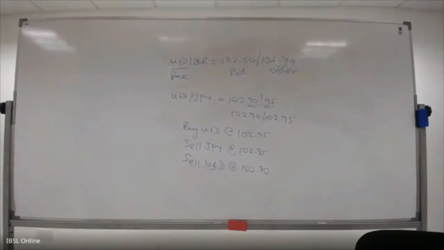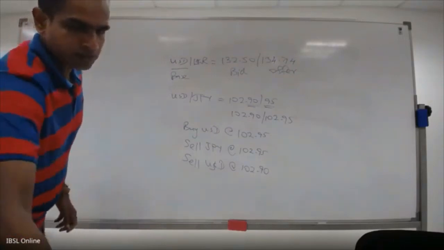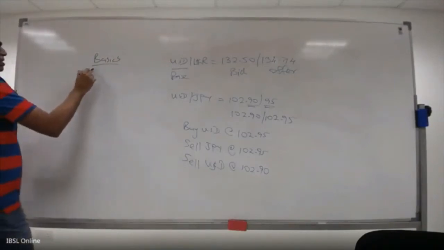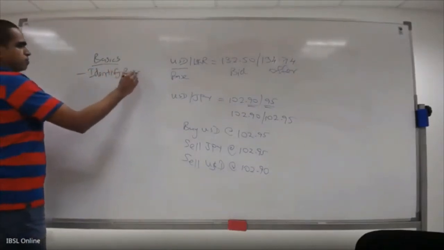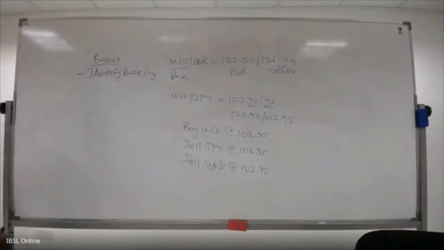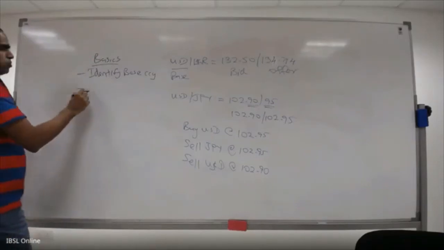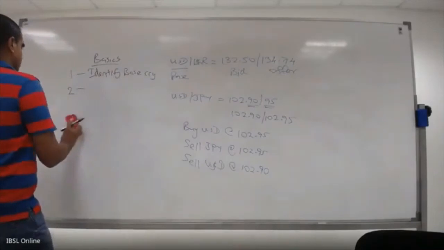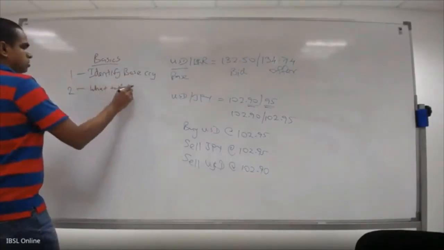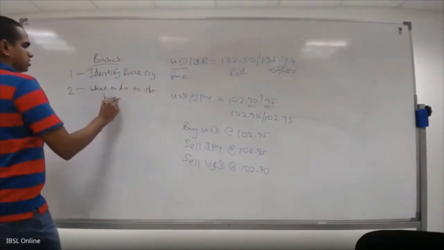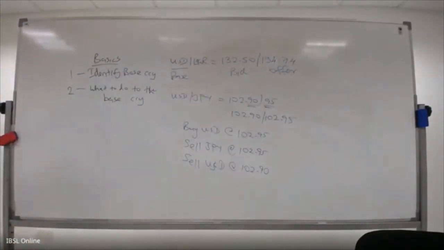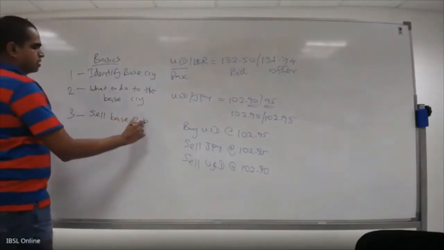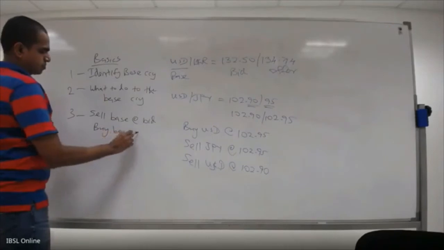Very easy, provided you get some basics right. So what are the basics? Basics of foreign exchange. Step 1. Identify the base currency. Very easy exercise. Identify the base currency. Step 2. Identify what needs to be done to the base currency. Then step 3. Sell base at the bid and buy base at the offer.